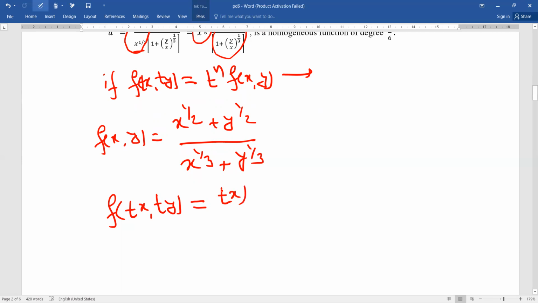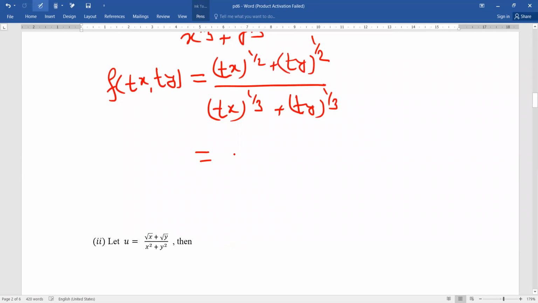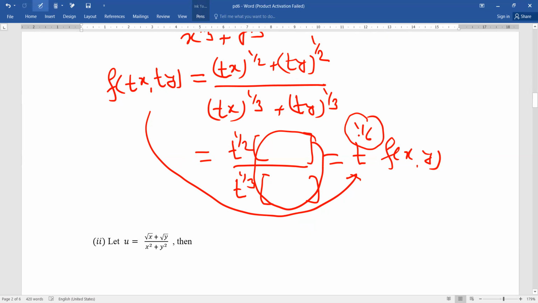So it will become tx to power 1 by 2 plus ty to power 1 by 2 upon tx to power 1 by 3 plus ty to power 1 by 3. You can take here t to power 1 by 2 common from numerator and t to power 1 by 3 common in denominator. So it will become t to power 1 by 6, and this remaining term, it will be definitely f of xy. So here f of tx ty equal to t to power some number into f of xy. It means that f of xy is a homogeneous function of degree 1 by 6.